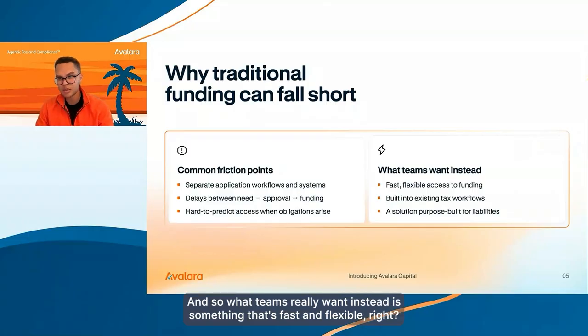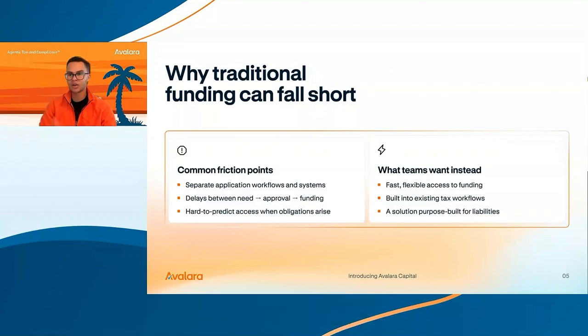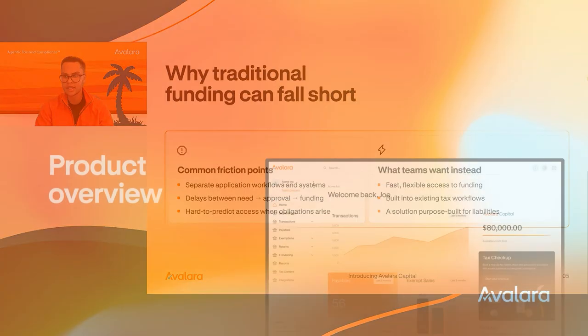And so what teams really want instead is something that's fast and flexible, right? You can go in, apply and get approved quickly. It's built into their existing workflows, so they don't have to go elsewhere and build a relationship. It's super easy when things are native and built into what you're using today. And then a solution, frankly, that's purpose built for the types of liabilities and use cases that you all are facing today.